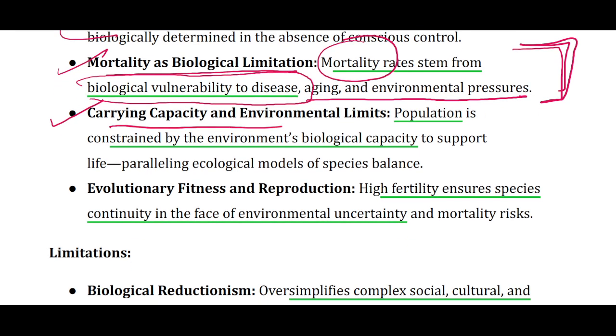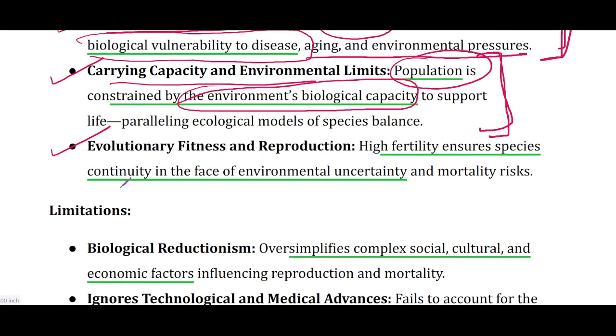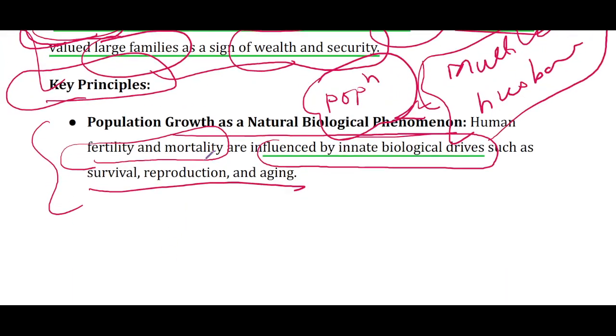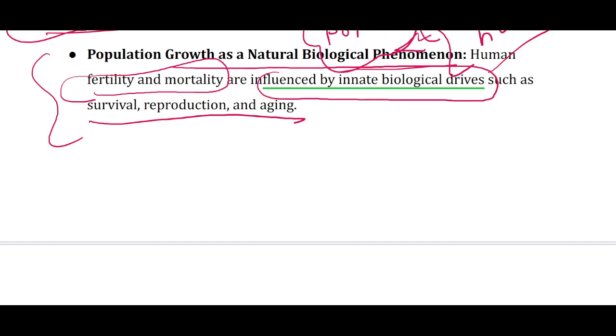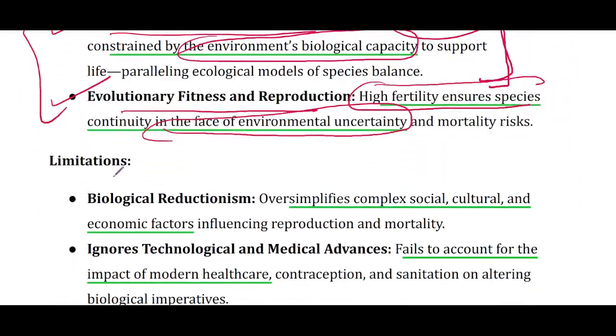The next principle, carrying capacity and environmental limit: population is constrained by the environment's biological capacity to support it, which is also one of the principles shared by Malthusian theory. And next, evolutionary fitness and reproduction: high fertility in the human species ensures that the species continues in the face of environmental uncertainty. So these are various biological factors that influence fertility and mortality, listed in the principles of this theory.